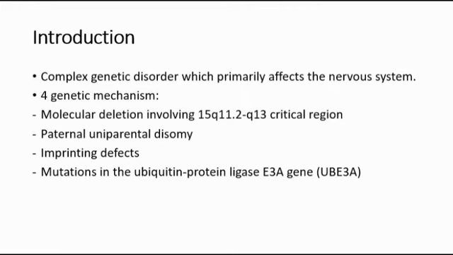In a small percentage of cases, the cause is paternal uniparental disomy. Normally people will inherit one copy of chromosome 15 from each parent. But in this small percentage of cases, Angelman syndrome results when the person inherits both copies of chromosome 15 from his or her father, instead of one copy from each parent. This phenomenon is called paternal uniparental disomy.